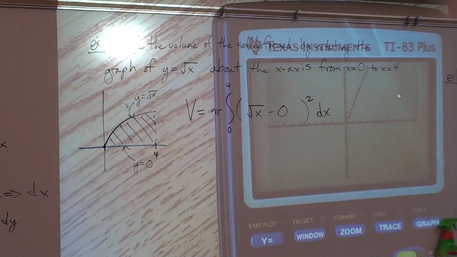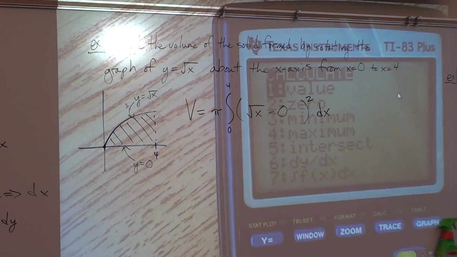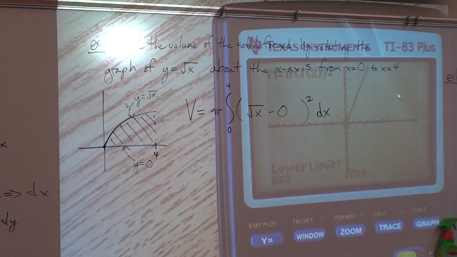And then, by the way, what is the square root of x squared? It's x, right? Okay. So here we go. We go to calc. So you do second trace. That takes you to your calc menu. You can hit 7 or arrow down to option 7 for integral. What's our lower limit? What's our upper limit? 4.